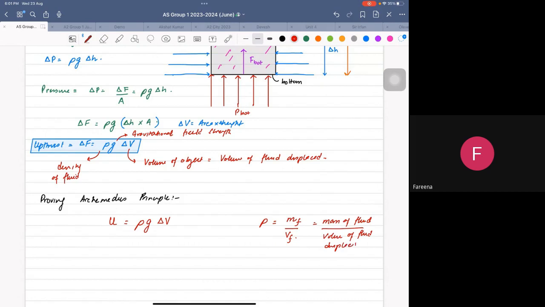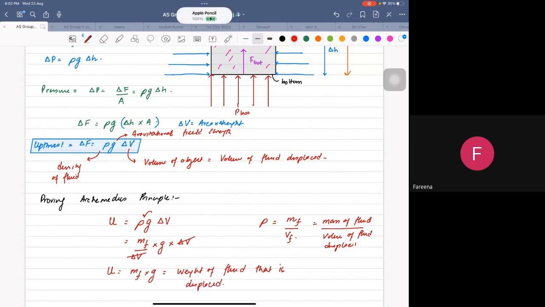So if I put it right here, can I say it is mass of fluid divided by the volume? The change in volume is the displaced volume, delta V. This and this will cancel out. So what you get is upthrust equals mass of fluid times g. And mass of fluid times g is basically the weight of the fluid that is displaced. And that's what Archimedes' principle says. Is it clear?